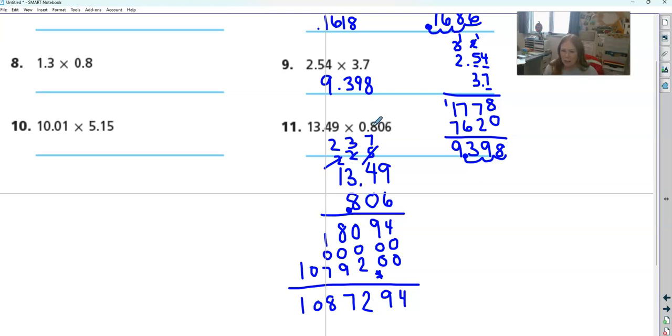13 times 1, this is close to 1. Like if you have 80 cents, that's almost $1. And this is $13. 13 times 1 should be close-ish to 13. So let's see, we have 1, 2, 3, 4, 5 decimal places. 1, 2, 3, 4, 5. My answer is 10 and 87294 after the decimal.